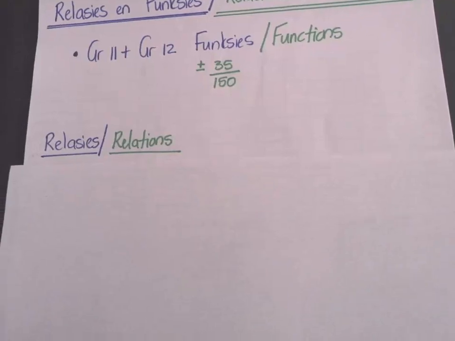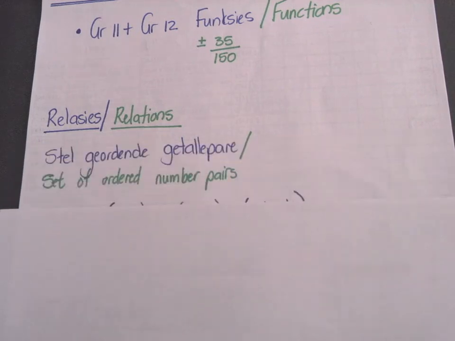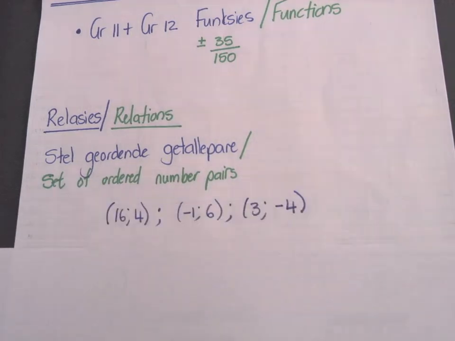Now, let's start with terminology. Who knows what a relation is? A relation, don't look at your notes, is a set of ordered number pairs. It means it consists of coordinates. So it's actually a graph.